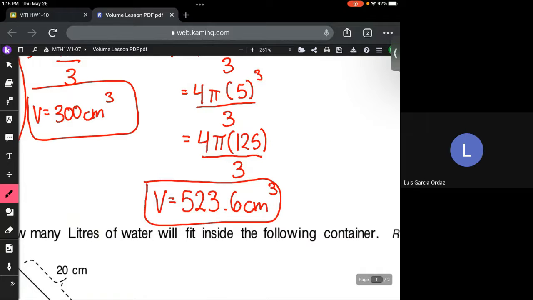Yes, Austin. Pardon? Where do you get 4? The 4 is part of the equation. If you look at the volume of a sphere, it's part of the equation. Can I do the next one? You going to ask Siri? Nah, I'm just going to use the calculator.